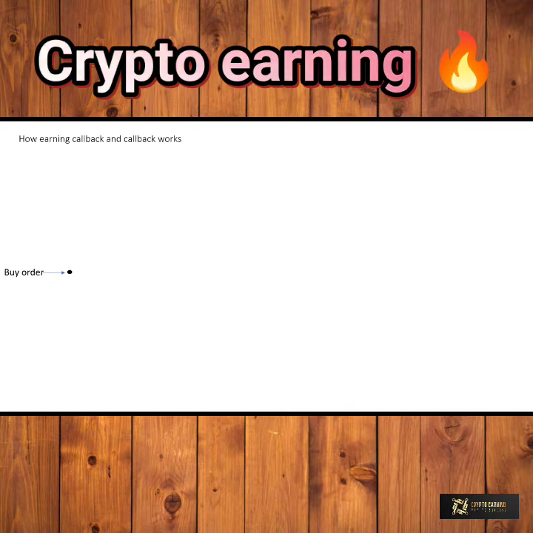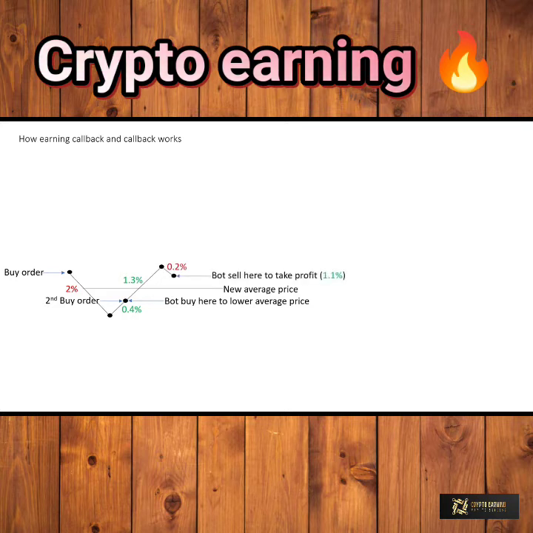Next, in the scenario where the market dips, it dips by 2% and it will get ready to trigger the next buy order. However, it will wait for the market to go back up by 0.4% so that it shows a sign of reversal and enter the second buy order to lower down the average price. It then waits for it to give a profit of 1.3% or higher, and when the market drops by 0.2%, it will quickly sell and take the profit.